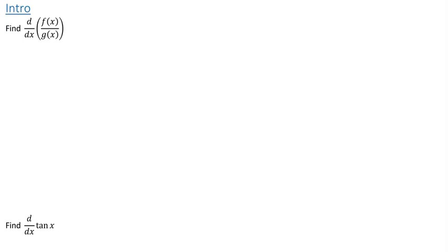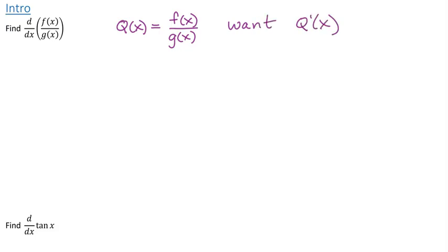So we're just going to start by naming a function q of x for quotient, f of x over g of x. So we're trying to find the derivative of f of x over g of x, and I've just renamed that q, and our goal is to find q prime of x. So my first step here is going to be rearranging a little bit. I'm actually going to solve this for f of x, and I can say that f of x is equal to g of x times q of x.